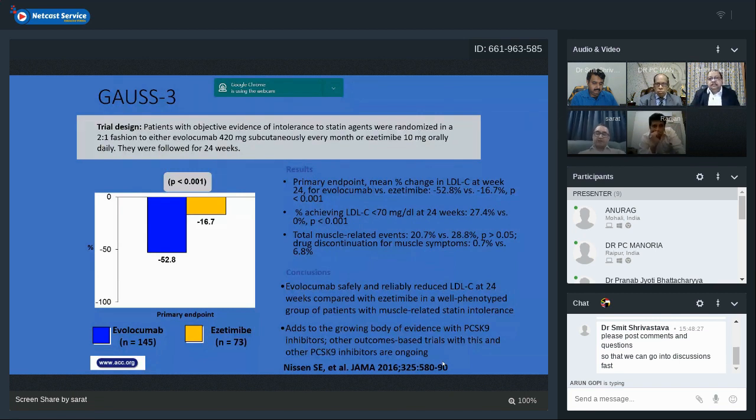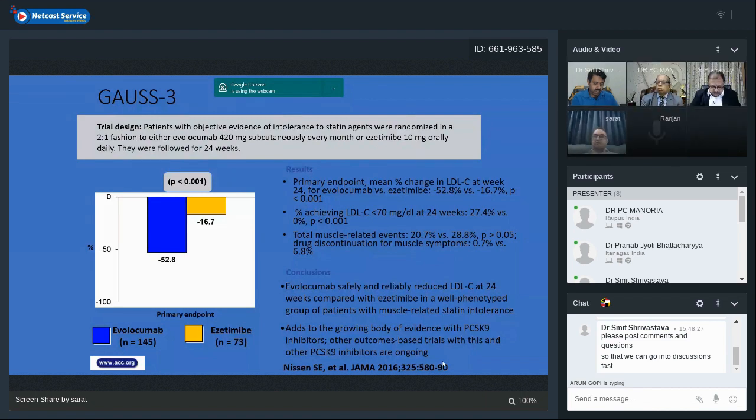Of course, the event rates were not looked for in this particular trial. Obviously, this is a mechanistic study just to prove the point that without statins also, reduction of LDL is very great with the PCSK9 inhibitor.